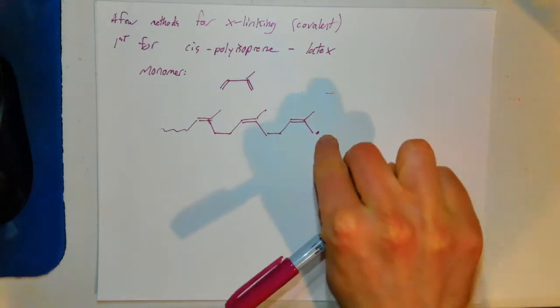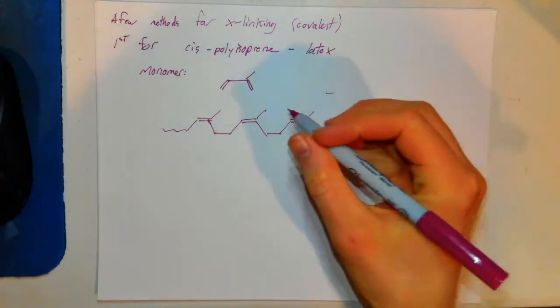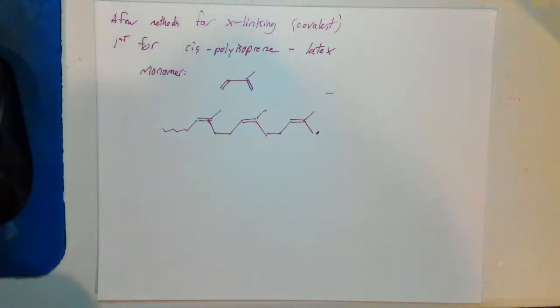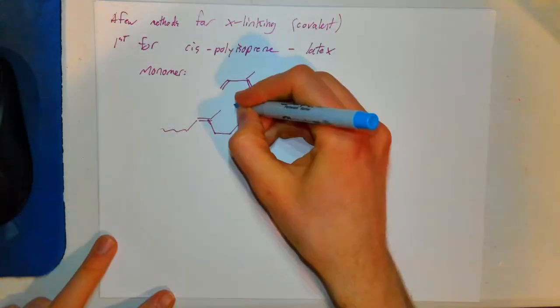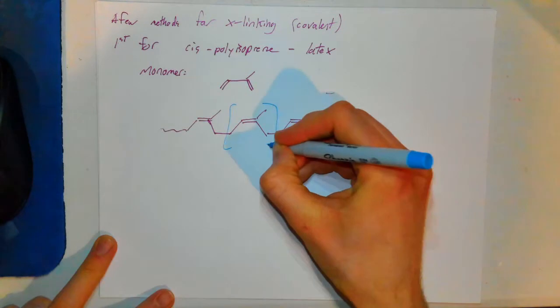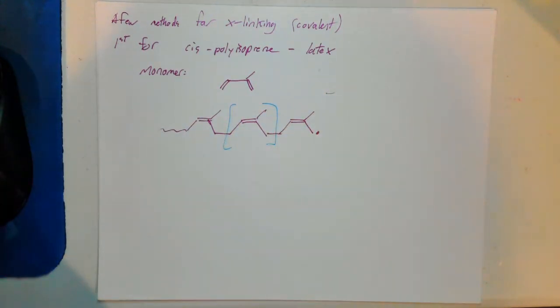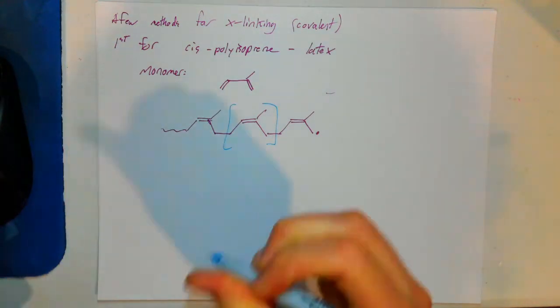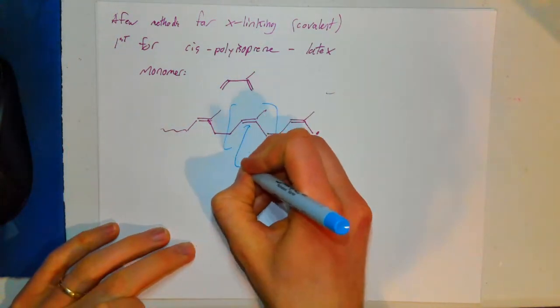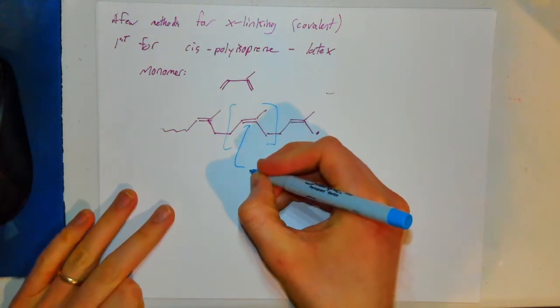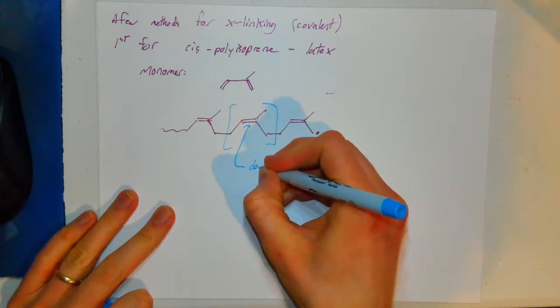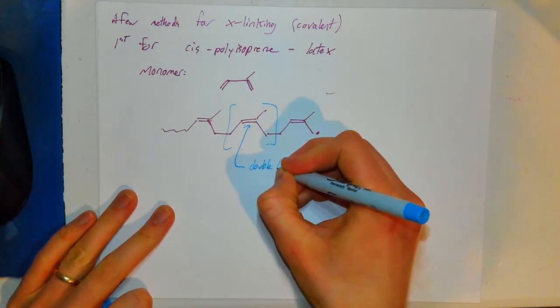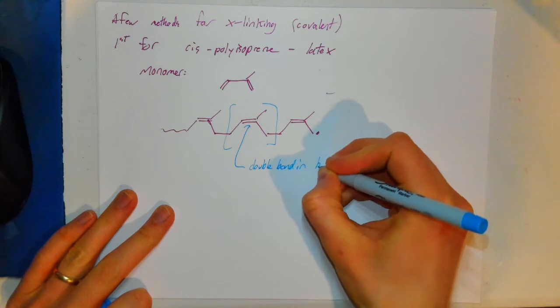And until that radical has found something else, either some other chain to halt the polymerization, this is basically what the repeat unit looks like. And in contrast to other polymers that we've seen in the past, this molecule is pretty interesting in that there's a double bond in the backbone.